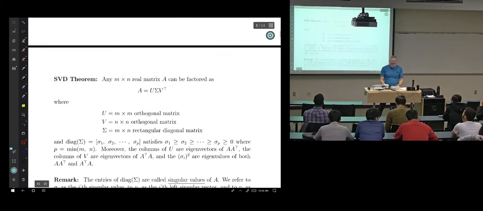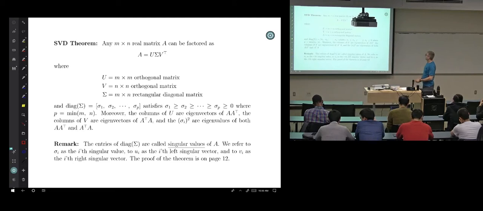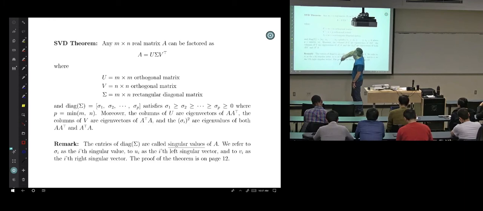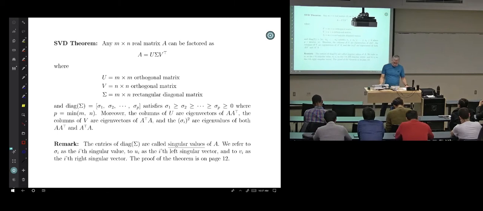And so the SVD theorem says every real matrix can be factored as an orthogonal matrix times a rectangular diagonal matrix times another orthogonal matrix, and we put its transpose there typically. Though if V is orthogonal, V transpose is also orthogonal, so it doesn't really matter, but that's how it's always written.